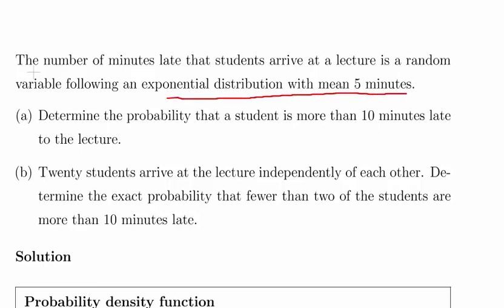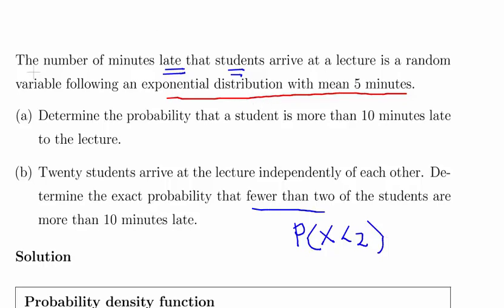Now, in this question we're going to assume that we're only talking about the late students. So if students arrive on time, they're not really part of this question. Determine the probability that a student is more than 10 minutes late to the lecture. And 20 students arrive at the lecture independently of each other. Determine the exact probability that fewer than 2, that's probability of x less than 2, where x is the number of students that arrive, are more than 10 minutes late.